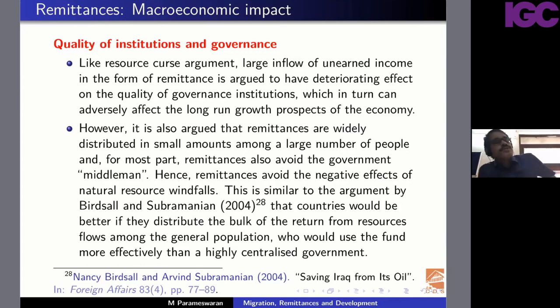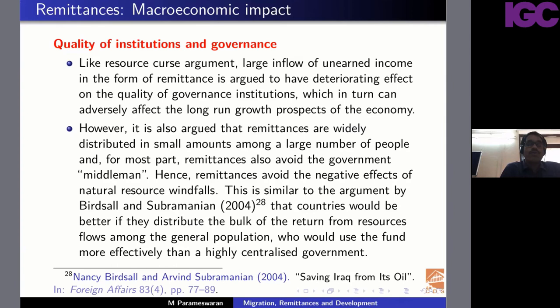So there is an argument that this kind of resource boom can lead to a deterioration in the quality of the institutions of governance. You may have heard about the resource curse in economics. When you have more resources, instead of leading to prosperity, sometimes it leads to poverty. This is the resource curse. This is true in the case of a large number of African countries where resources are rich in terms of diamonds, natural resources, and gold.